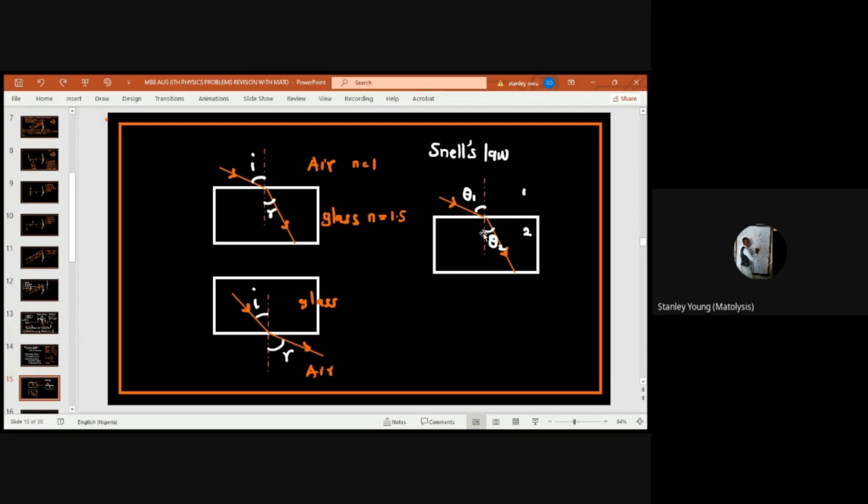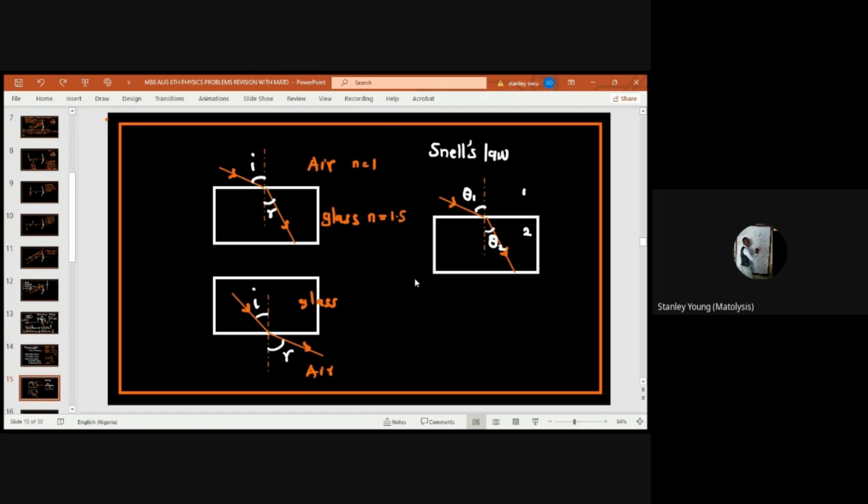I repeat, the line of incidence and the line of refraction exist at opposite sides of the normal, and they meet at the same point, which is here, and they exist on the same plane. Please take note of that. Those are the key words: exist at the opposite side of the normal, meeting at the same point, and lying on the same plane. The second statement, which we can call the second law of refraction, is what we call Snell's law of refraction.